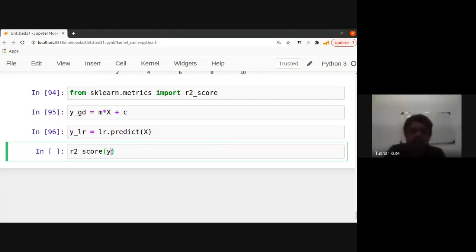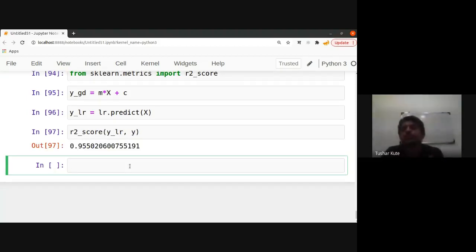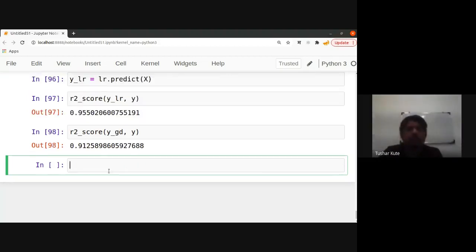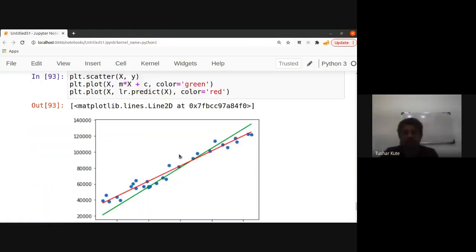Fine. So let's see the difference, Y_LR and Y. The R2 score for Y linear regression is 95.50%. And if I want to see the R2 score for Y_GD and Y, it is 91.25%. Okay, this is the difference that we can see. But if you change the epoch, you can identify whether the difference is present or not. 91%, because linear regression is perfectly drawing the line. Stochastic gradient descent is basically not perfectly at the center of all. These two lines are there.